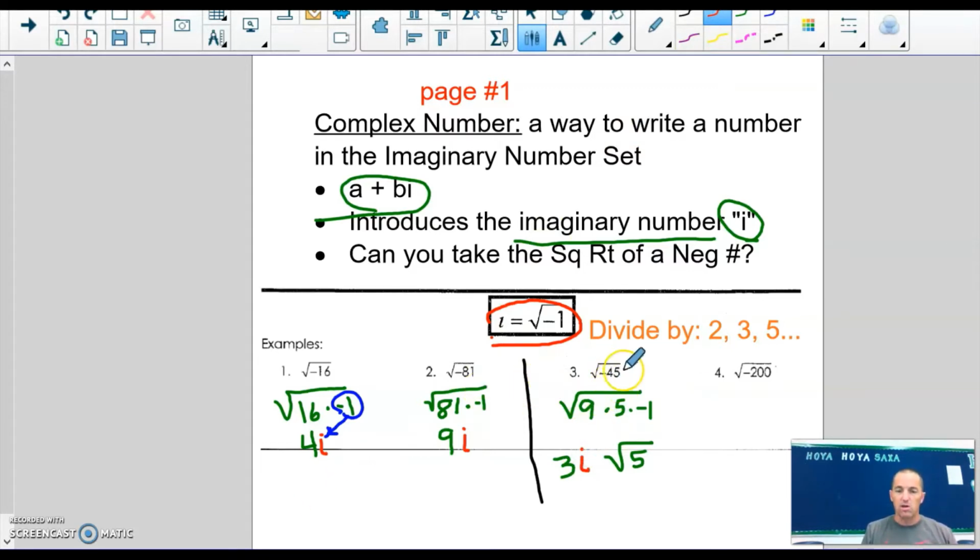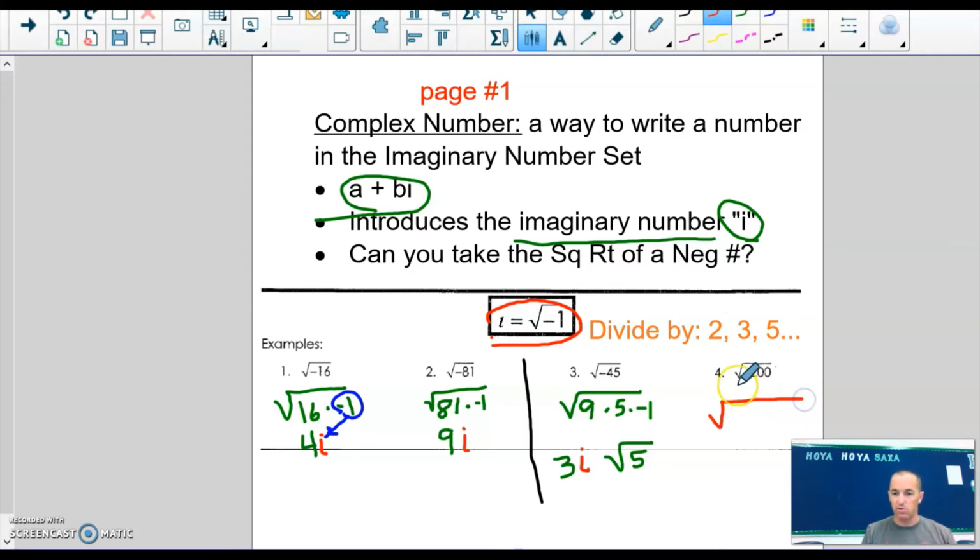So we took 45, divided it by 2, 3, 5 to try to find the largest perfect square. Then that largest perfect square was square rooted. 9 square rooted is 3. Square root of 5 is not perfect, so we leave it under the radical. The square root of negative 1 is i, so that came back outside the radical. Moving on to example 4, very, very similar to number 3.